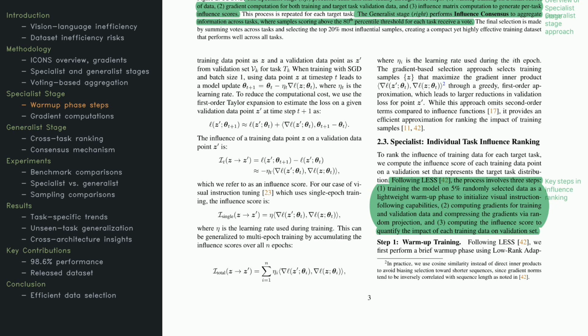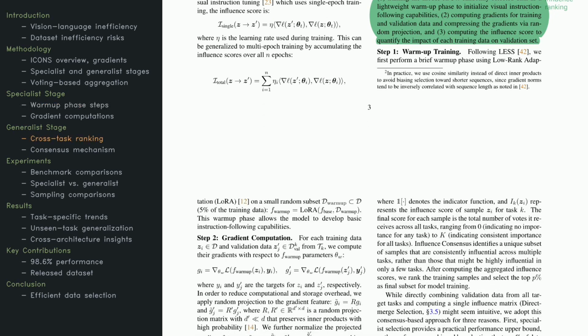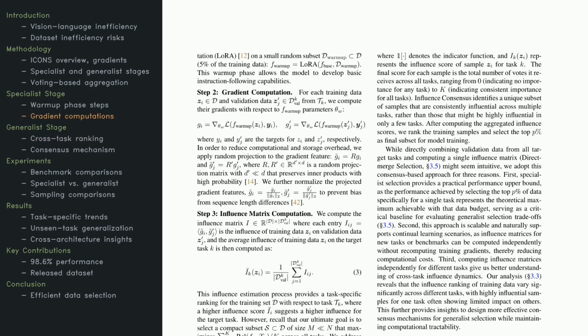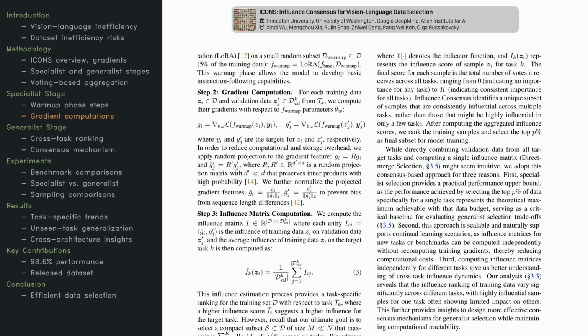They rank samples by their importance after a short warm-up phase that uses just 5% of the data. The gradients for both training and validation samples are then computed and compressed for efficiency, which helps to figure out how each sample influences performance in a straightforward way. The framework continues by detailing how the influence consensus method aggregates these gradients.